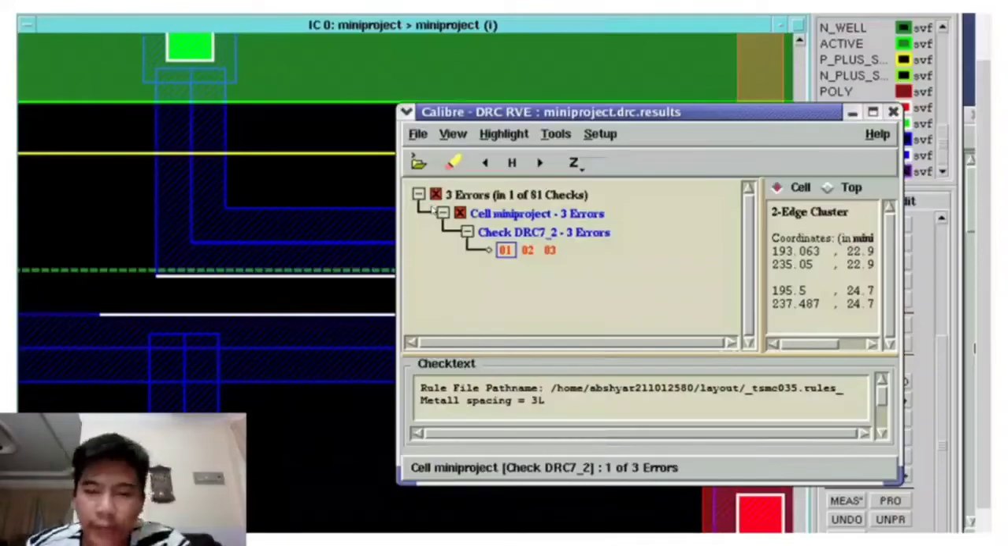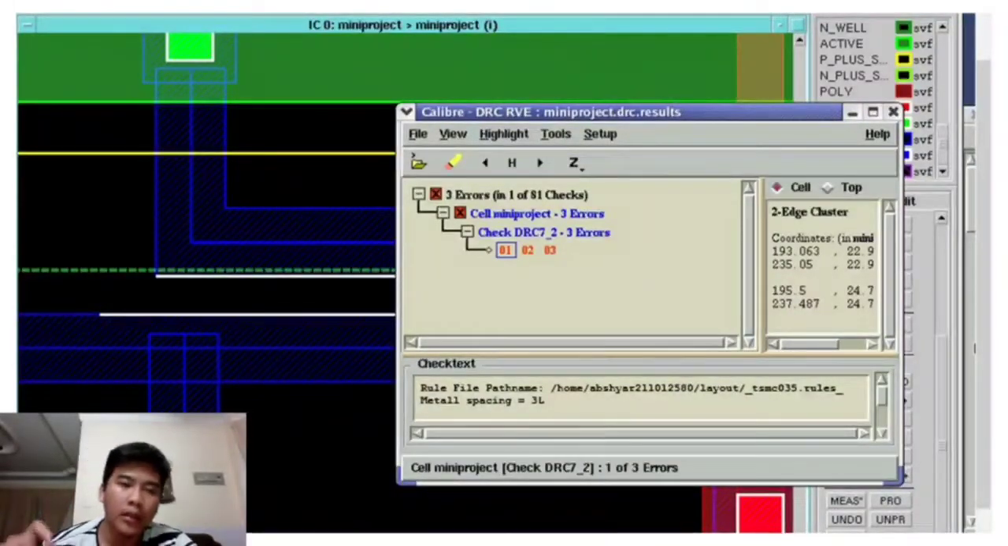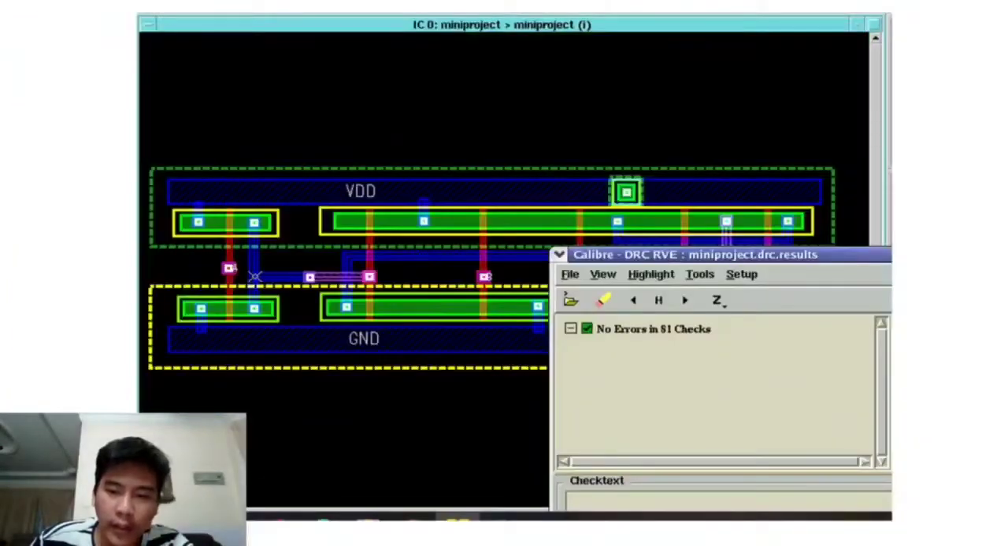For the next error here, metal 1 needs to be 3 lambda. In my layout here, it only gets 2 lambda, so the error is detected. After that I fixed my errors, and in the DRC there are no errors now.